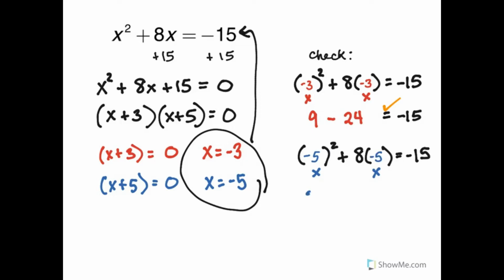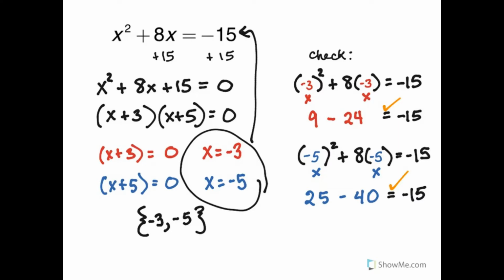The second solution is negative 5, so let's put that in the original equation. Negative 5 squared is 25, plus 8 times negative 5 is 25 minus 40. Is that equal to negative 15? Well, yes. It actually is. So these solutions each work back in the original equation. The solution set for this equation, written in set brackets, is negative 3 and negative 5.